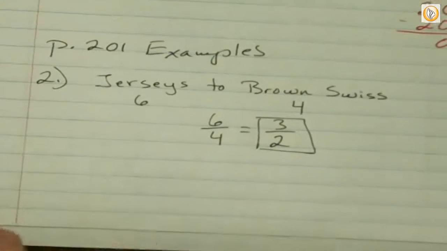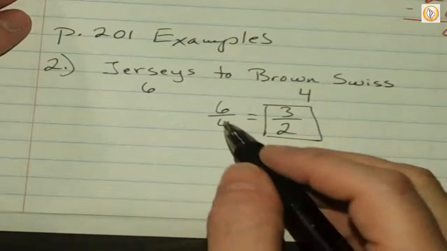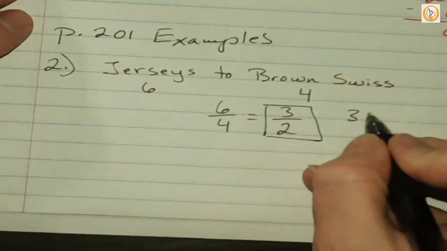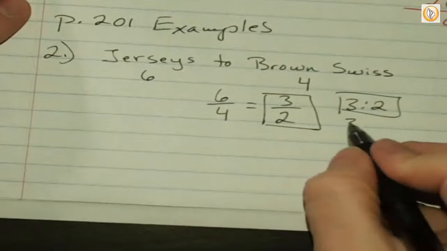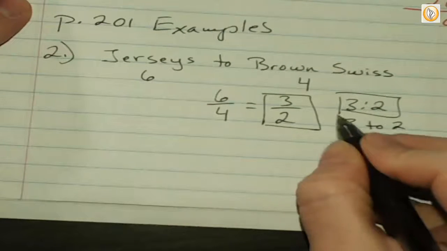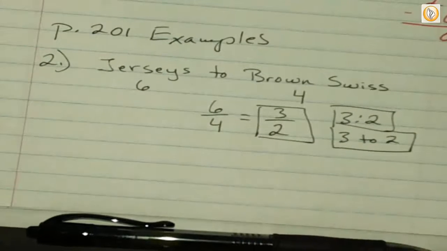And there they say find the ratio in lowest terms. You can write it like this, or you can write it like this. I don't care. Can you do 3 to 2? Yeah. As long as you have it reduced to lowest terms and you have the right numbers that come first. Any questions about that?